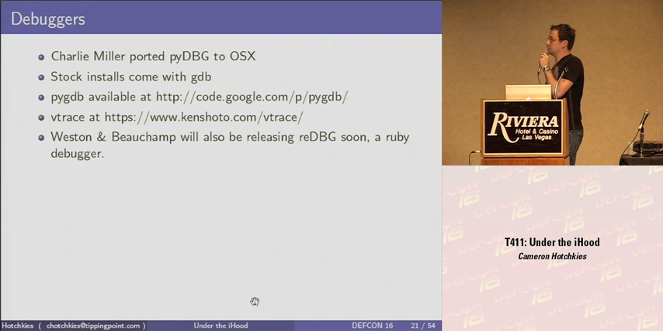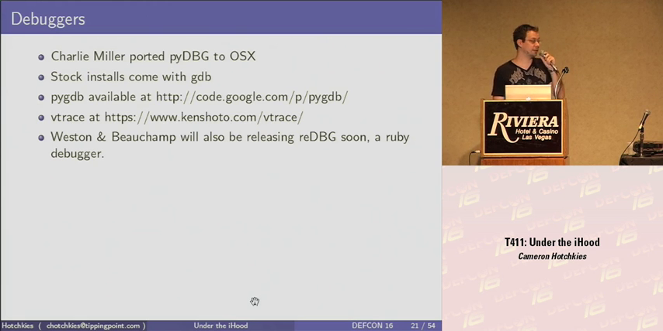And then debuggers. This is one of the weaker aspects of reversing on OS X. Nobody I've talked to has really settled on one that they're like, dude, this is totally awesome. They're like, it kind of works and it fixes this one problem this other debugger had. But Charlie Miller ported PyDbg to OS X a while ago, which is the PaiMei scriptable Python debugger. Obviously, GDB is going to be on your stock install. When I say stock install, I mean stock install with Xcode.